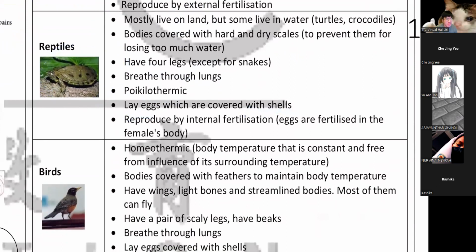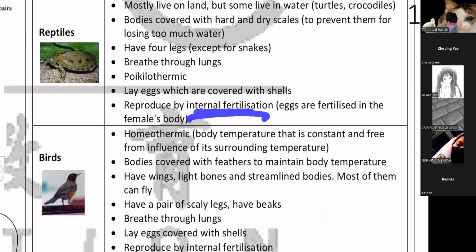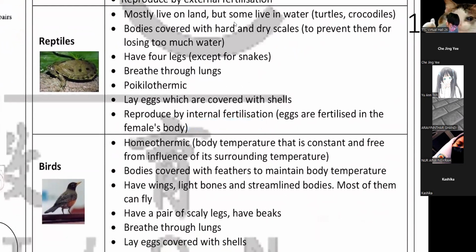Their legs are hard. Okay, yes, Kaiser, is your internet okay? Anyway, so they reproduce by internal fertilization. Okay, since they are on land, on land, they must do internal, must do persenyawaan dalam. Because how can you do that in air? Oh, fine now. Okay, that's good.